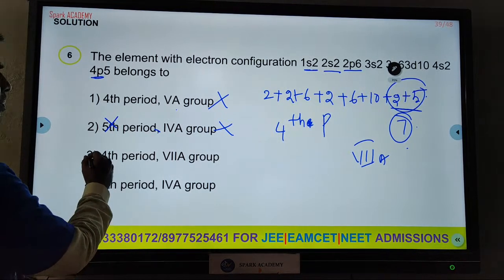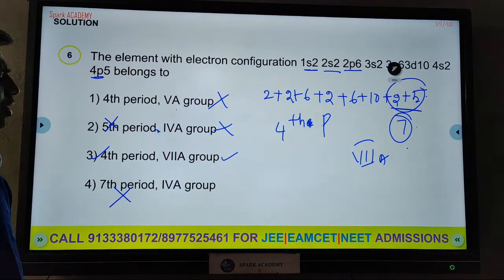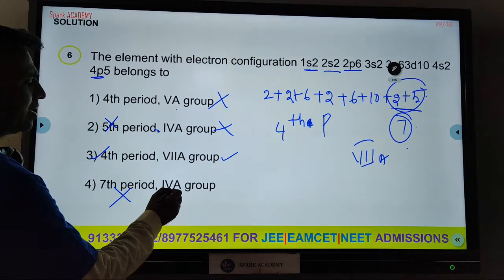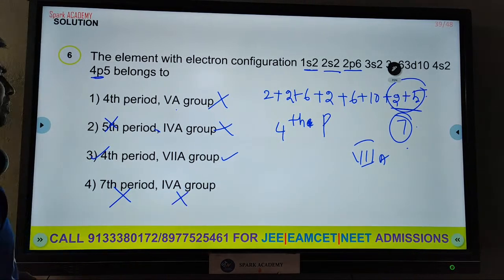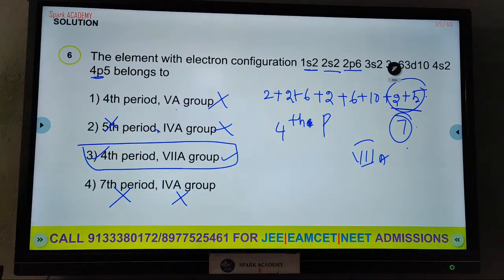We got the 4th period correct, and the 7th A group is correct. The 7th period we did not get, and we did not get the 4th group also. What is the answer? 4th period, 7th group.